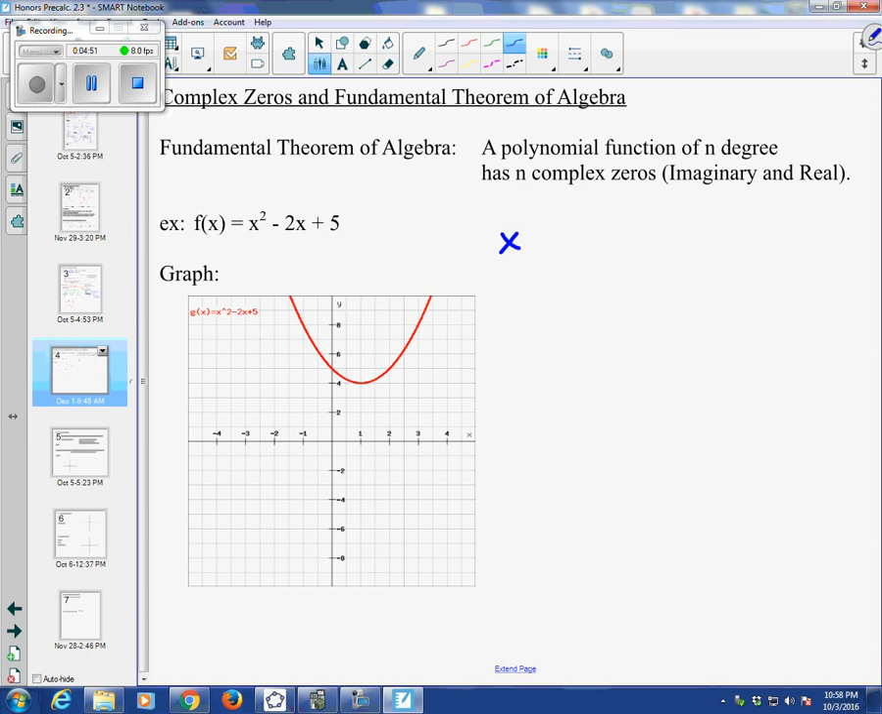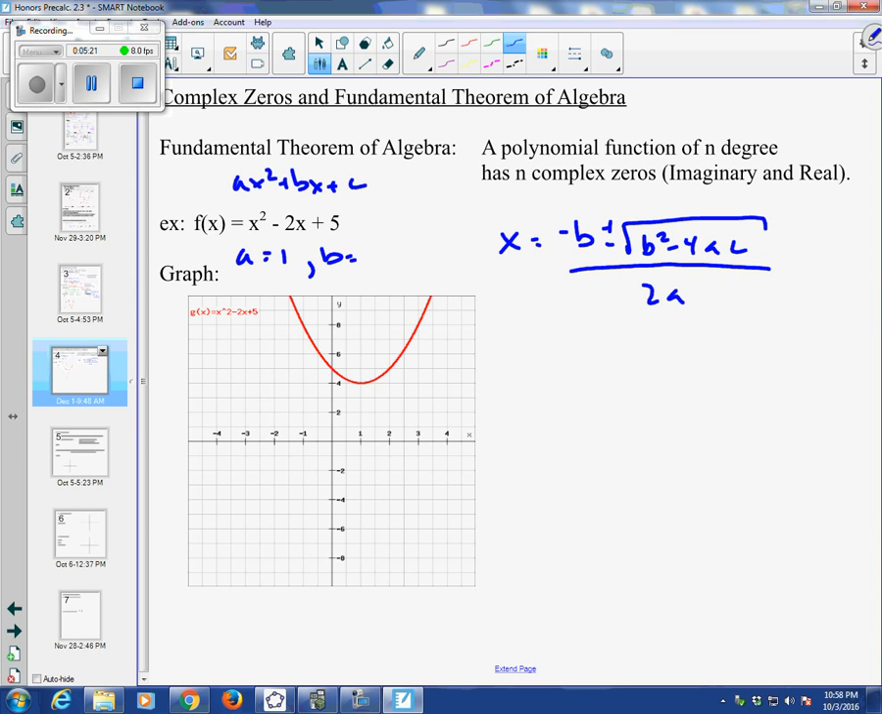So the quadratic formula is x equals negative b plus or minus the square root of b squared minus 4ac, all over 2a. So right here, we're taking a, b, and c from the standard form of the quadratic, ax squared plus bx plus c. We can say our a term is going to be 1, our b term is going to be -2, and our c term is going to be 5.